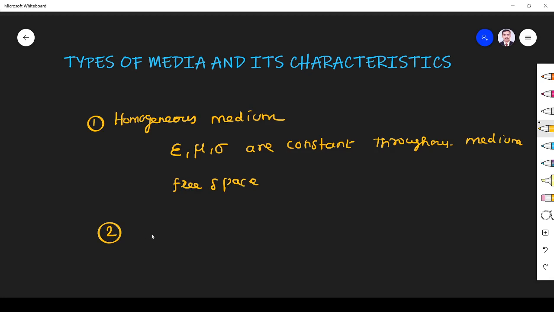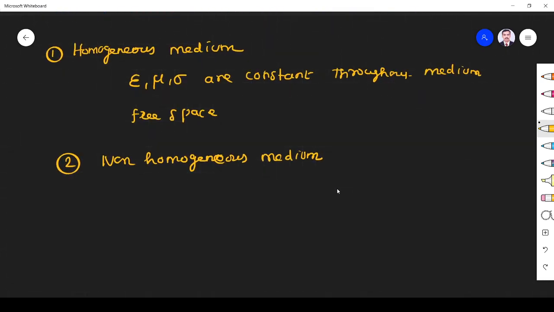Second one, non-homogeneous medium. What is non-homogeneous medium, right? Opposite, right? These three values, epsilon, mu, and sigma, are not constant all through the medium. They vary from one point to another point. For each point, the value will be different. The best example is our human body.